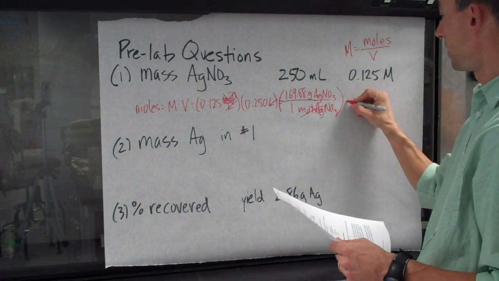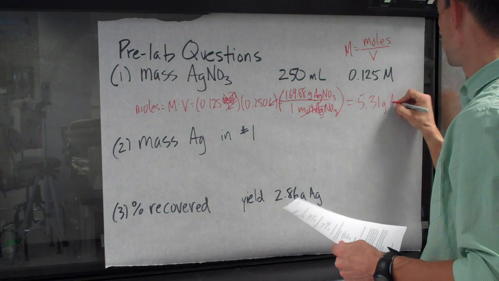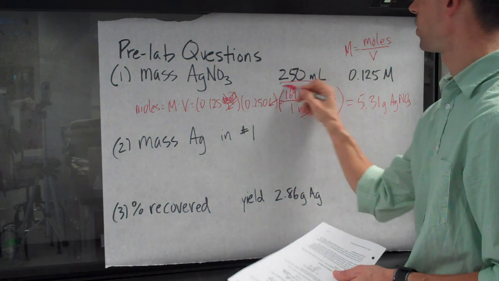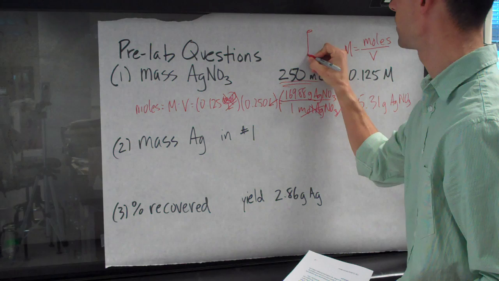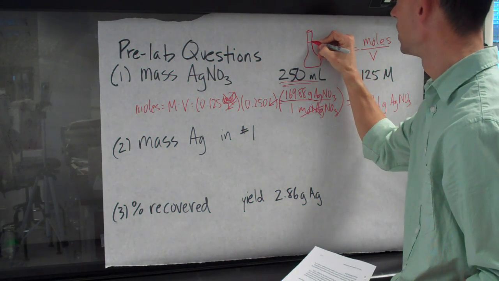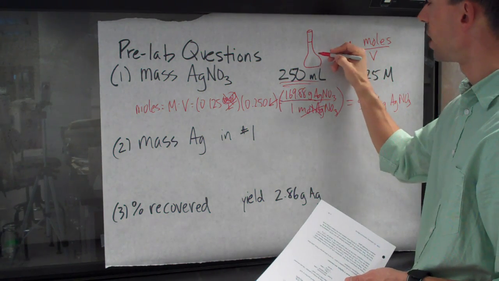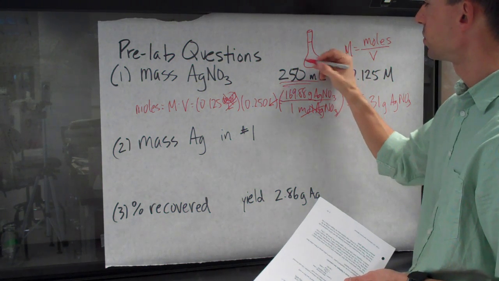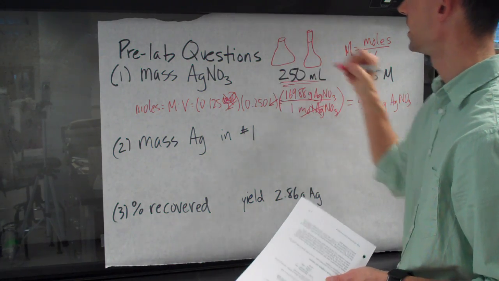And this will give us the mass, when we're all done, of 5.31 grams of silver nitrate. Now when we prepare this solution, the volume is key and you'll be using very carefully calibrated volumetric glassware today. You'll use the glassware that looks like this with the round bottom. This is called a volumetric flask, as opposed to an Erlenmeyer flask, which has the more wide sides like that.